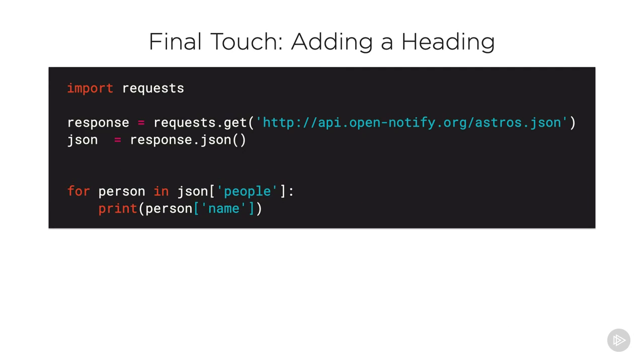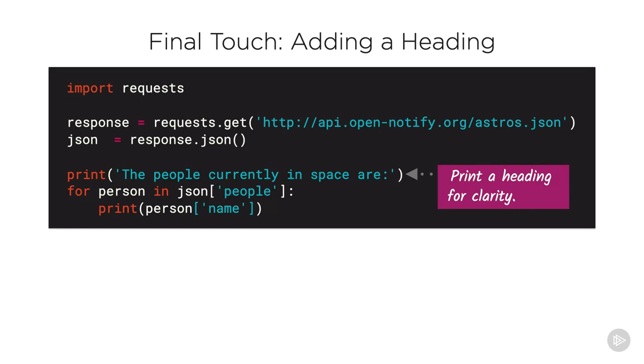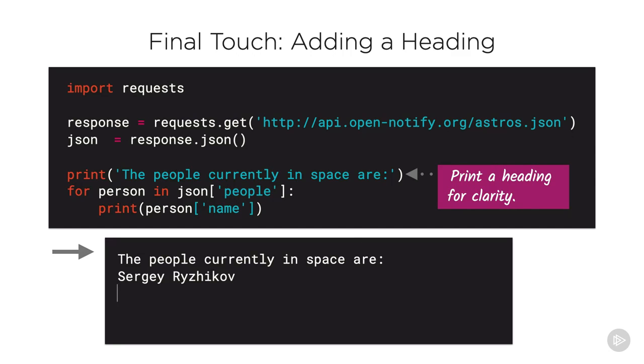Finally, let's also add a heading that says the people currently in space are. And now if we run this, we see our program is complete. Now let's practice what we've learned about JSON, pip, and the requests package in the demo.